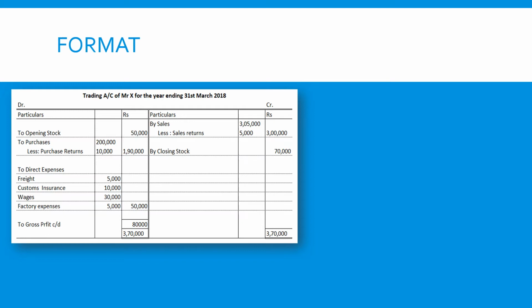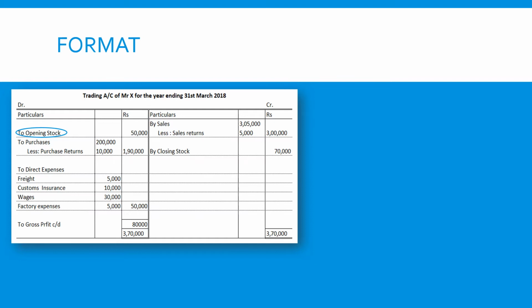Now let's get an understanding in detail of each of these line items. Let's talk about the opening stock. What is an opening stock? Opening stock is what you have when you are creating the trading account from period to period. Whatever stock you carried forward from the previous time period, on the day you start the trading account, becomes your opening stock.